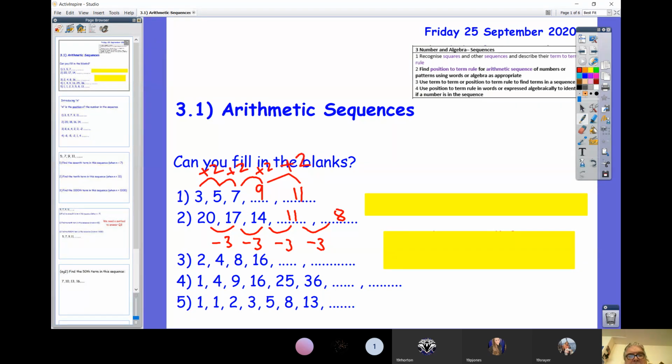So I've done the first couple for you, and you can see all that's going on there. We're just adding on 2 each time to get our 9 and 11. And on the second one, you can see that we're taking away 3 each time to get 11 and 8. Numbers 3, 4 and 5 are different. We're not just adding or subtracting. So just see what you think is going on there. See if you can spot the pattern.